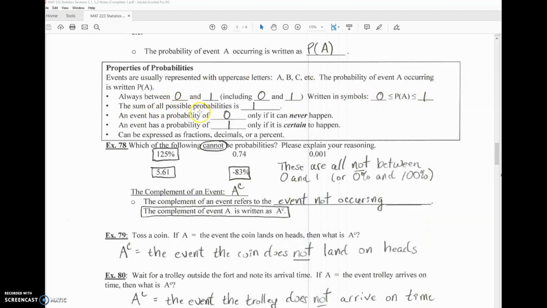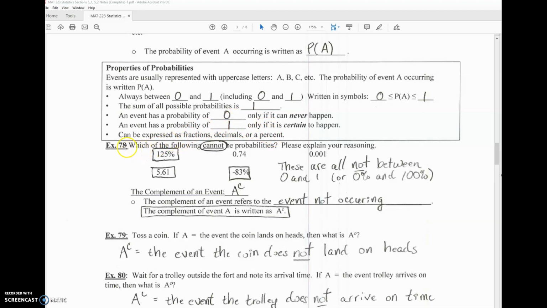The sum of all possible probabilities when something we're studying happens is 1. An event has a probability of 0 only if it can never happen. A 0% chance of something happening means it can never happen. An event has a probability of 1 or 100% only if it is certain to happen. They can be expressed as fractions, decimals, or percents. When I'm talking about numbers or fractions between 0 and 1, or decimals between 0 and 1, if I want to make it a percentage, I just multiply it by 100.